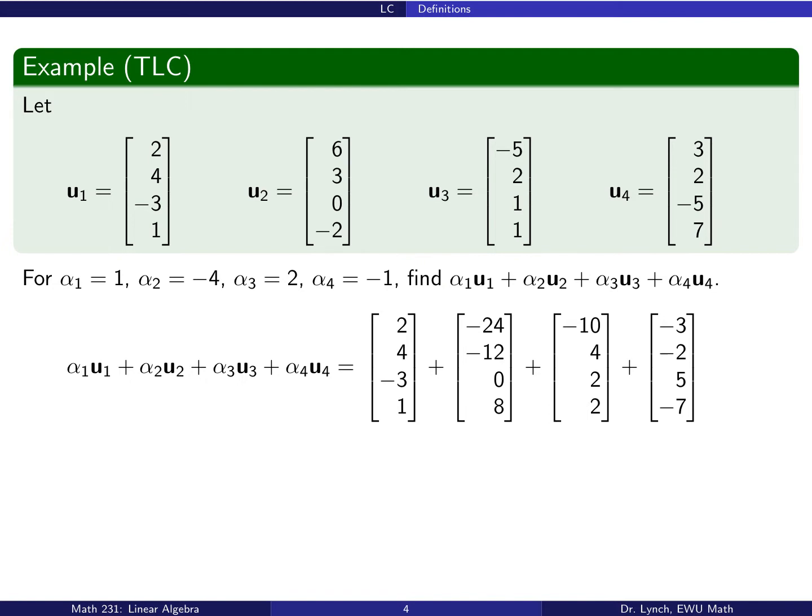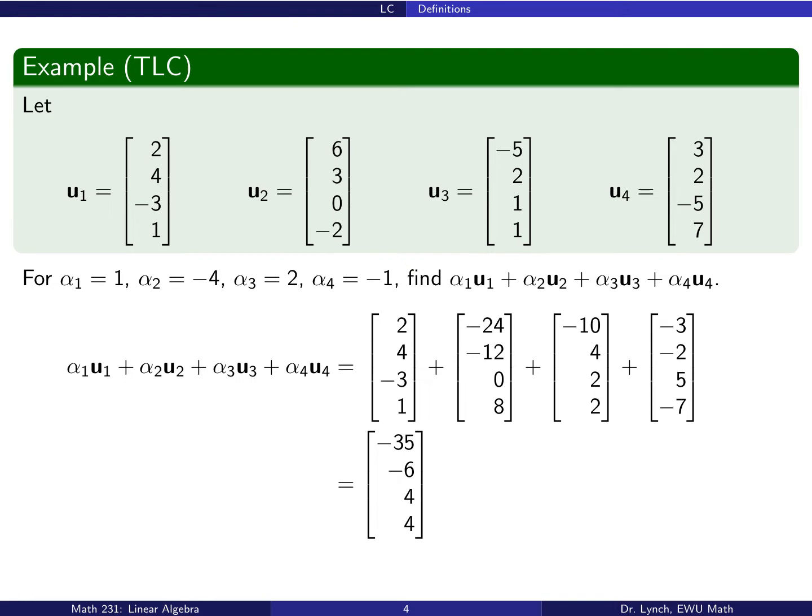And then given those vectors, we can sum them, right? We know how to sum vectors too. And when you sum those vectors, you get this vector. Okay, so again, an example of something that's not terribly difficult, but possibly a little bit tedious.